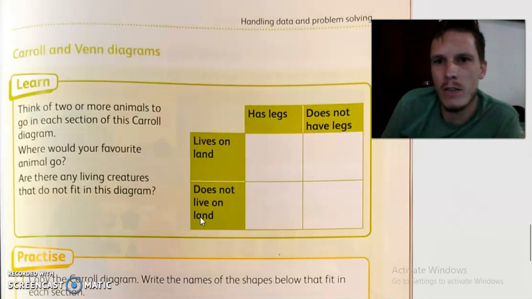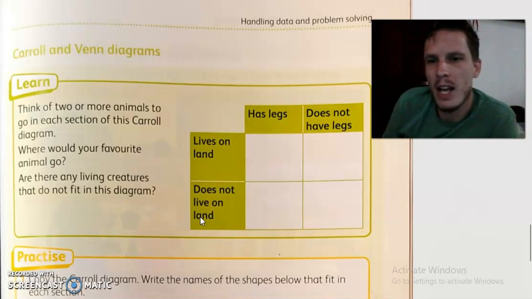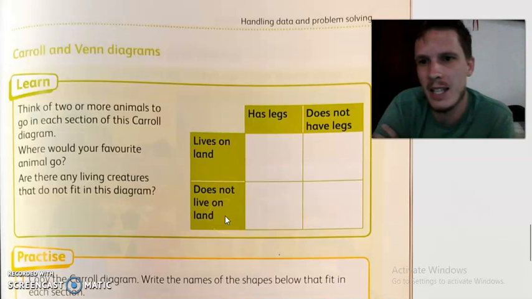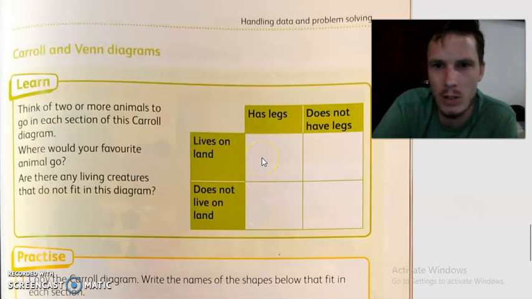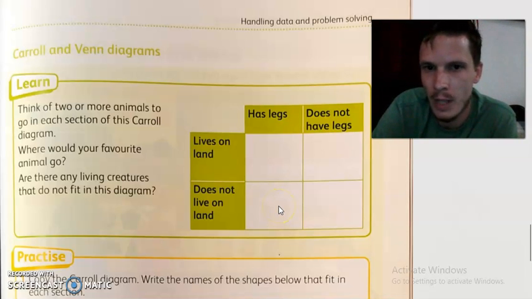Can you think of an example of an animal that does not live on the land and has legs? One example I can give you for an animal that has legs and does not live on the land is a crab. A crab lives in the water and it has legs. I need you to think of 2 animals that could go in this box. But don't use crab because I've already given you that example.